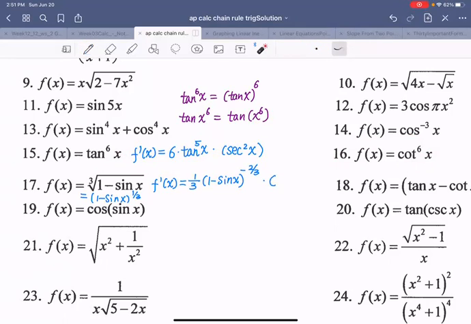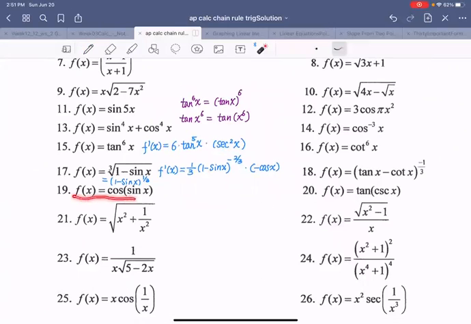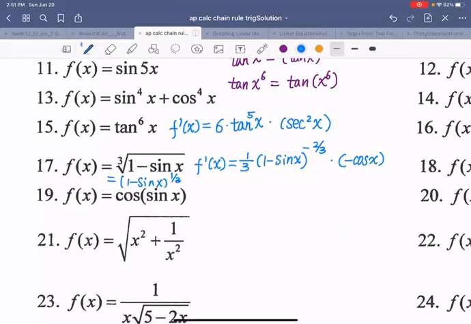Okay, you make it to the power of 1/3 first. So you take the derivative: it's 1/3 times 1 minus sine x to the power of 1/3 minus 1, and then you multiply that by the derivative of 1 minus sine x. Hold on. This is the power rule, and then we do the chain rule. We take the derivative of this: the derivative of 1 is 0, and negative sine x prime is negative cosine x. So times negative cosine x, okay?